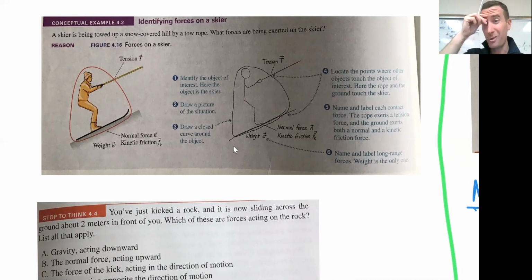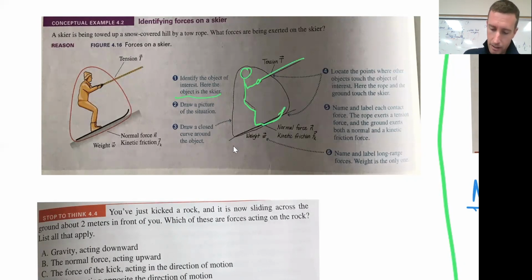So this is like an old school ski lift kind of thing. And it identifies, so first identify the object of interest. Here, the object is the skier. Great, so we drew out our little skier. There the skier is. Somebody's good at drawing, wow. Draw a picture of the situation. Check. Right, he's got a rope there, he's got skis, and then there's the land.